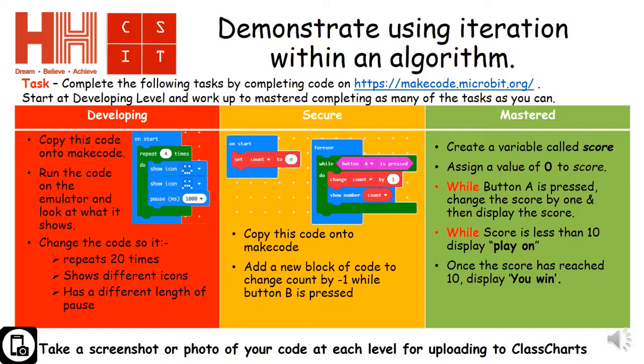Your last task is mastered, and you need to start by creating a variable called score. You assign a value of 0 to score, and then you need to create code where while button A is being pressed, you change the score by 1 and display the score. And the second piece of code where while score is less than 10, you must display play on. And once the score has reached 10, you must display you win.